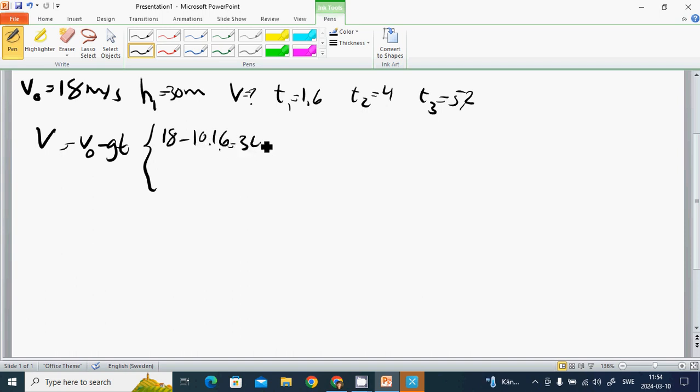18 minus 10 times 1.6 is 2, and 18 minus 10 times 4 is minus 22, and 18 minus 10 times 5.2 is minus 34 meters each second.